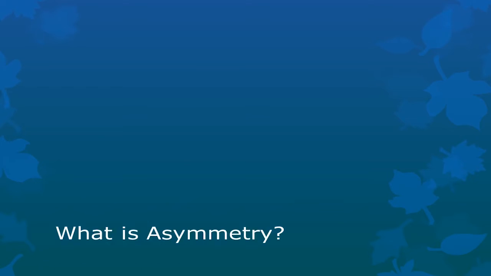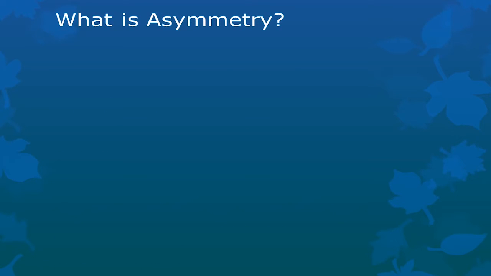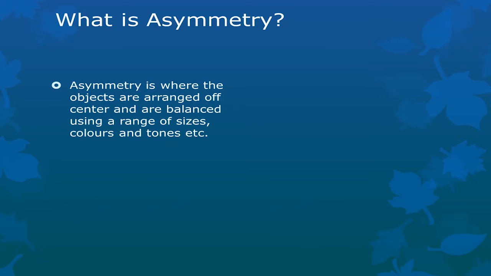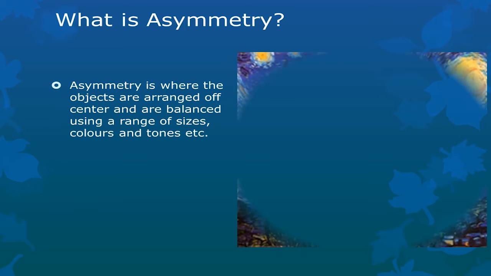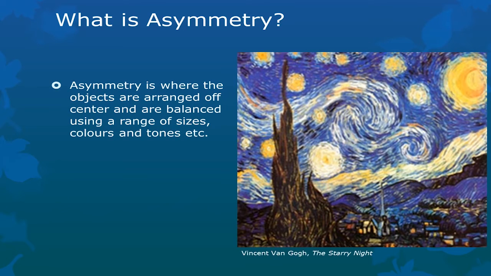What is asymmetry or asymmetrical? Asymmetry is where the objects are arranged off center and are balanced using a range of sizes, colors, and tones, etc. Let us look at this painting by Vincent van Gogh. When we place a line in the center of the painting, we will see that both sides are different or not the same.